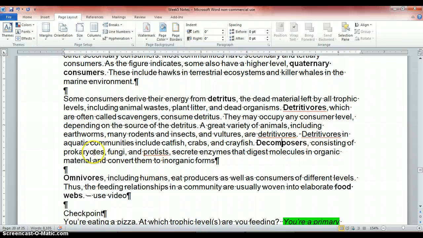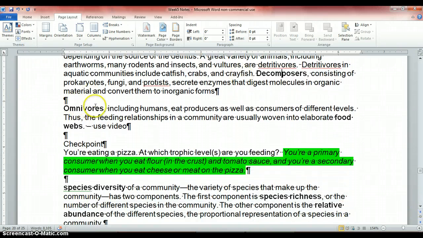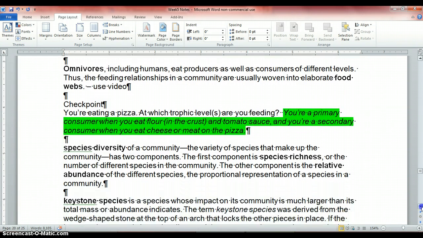Decomposers, consisting of prokaryotes, fungi, and protists, secrete enzymes that digest organic material and convert it into inorganic forms. So kind of the same concept. And then we have omnivores. These, including humans, are consumers of different levels, and producers as well. Thus, feeding relationships in the community are interwoven, right? You can eat anything. Apparently, I need to put a video in there someday. Whatever. Things to do.